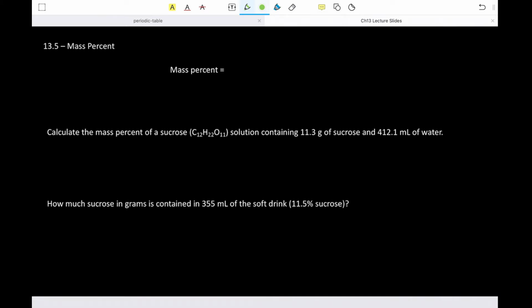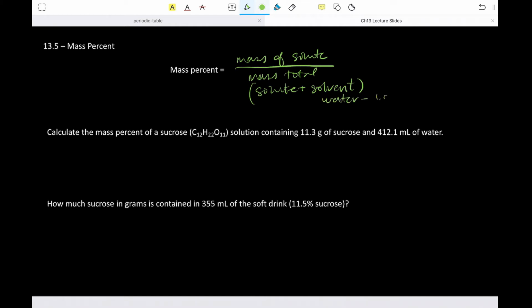So mass percent, the most common way to report this is the mass of solute over the mass of the total. So this would be mass total, which would be the solute mass plus the mass of the solvent, however much was used there. And do be mindful here that it is always going to be the total mass. And since our solvents are typically water, and you know that the density of water is 1 gram per milliliter, even if we use volumes, you should be able to get that to a mass so that way you can come up with the total mass.